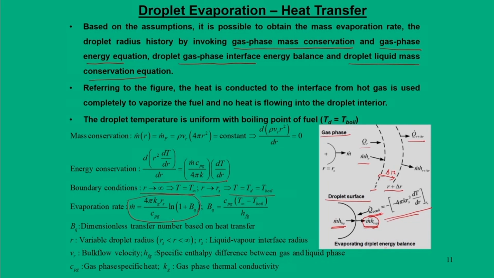If you look at this expression closely, it resembles that of heat transfer analysis, but the only difference is the parameters involving thermophysical properties such as thermal conductivity in the gas phase and specific heat of the gas phase. Of course, the radius of the droplet was already there in the previous expressions. What other difference we have is the transfer number, but here the transfer number BQ is defined with respect to heat transfer. So, BQ is nothing but Cpg times T infinity minus T boil by HFG. So, in other words, we are able to express the evaporation rate as a function of the transfer number.